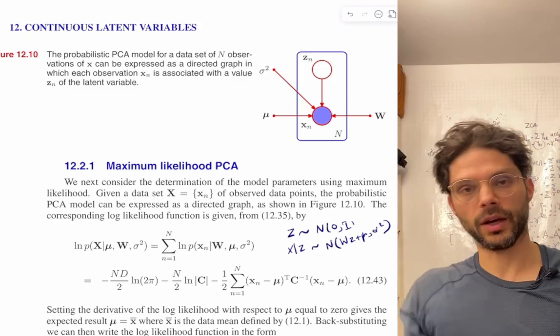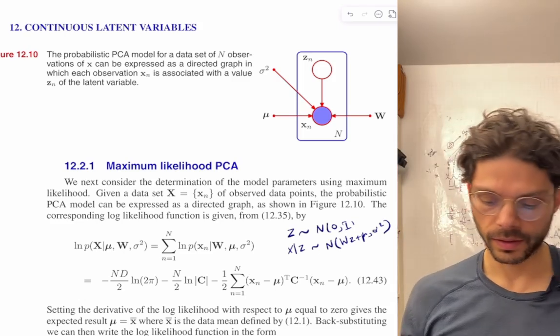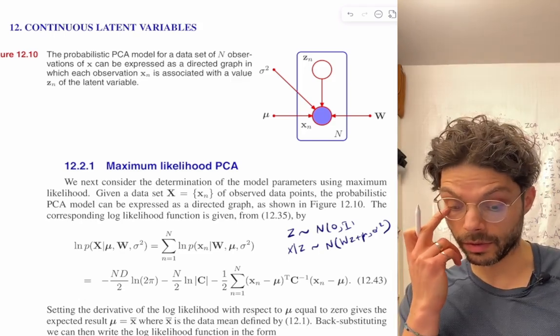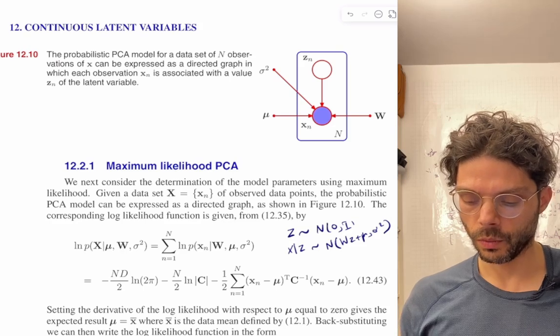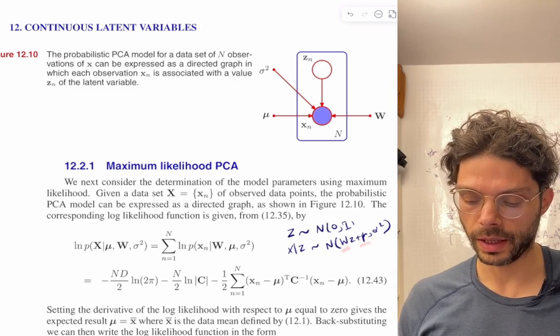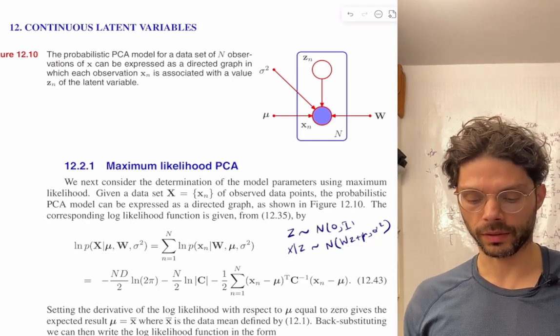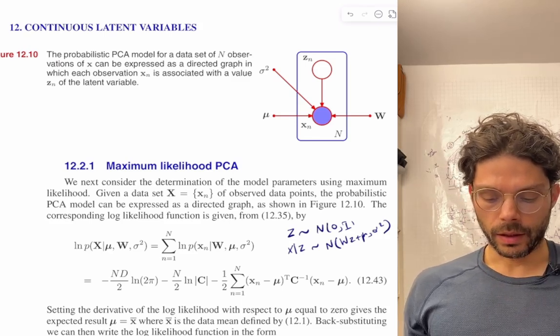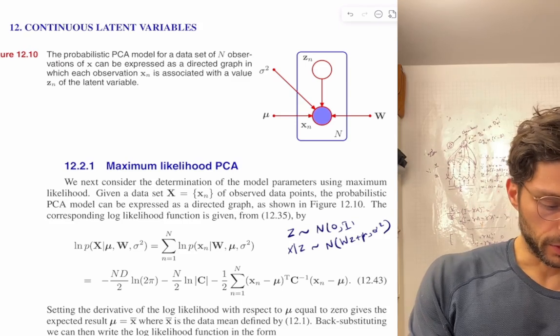So the idea is that, given this model and lots of observations of X, we want to do maximum likelihood estimation. We want to estimate these parameters W, mu, and sigma squared. That's what we're going to be doing today. So the very first thing is we'll need to unpack a few things.